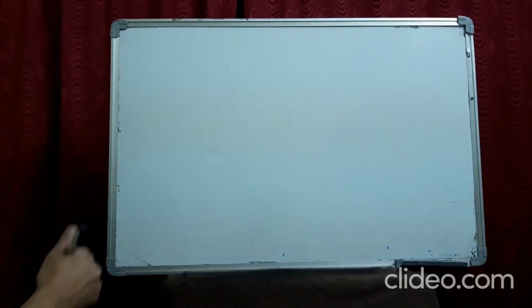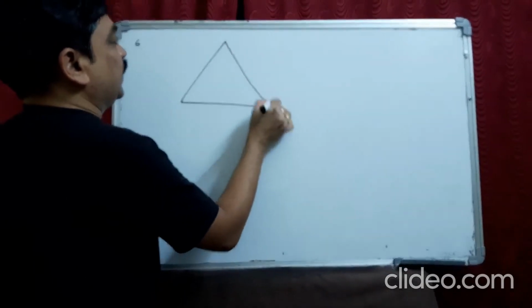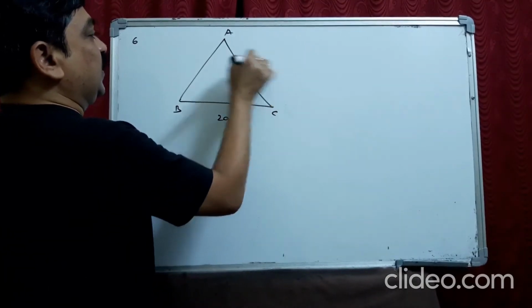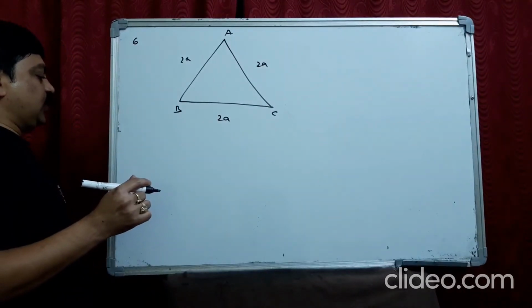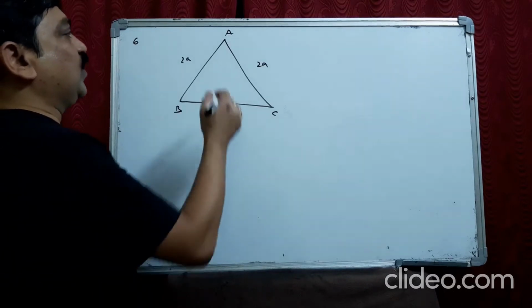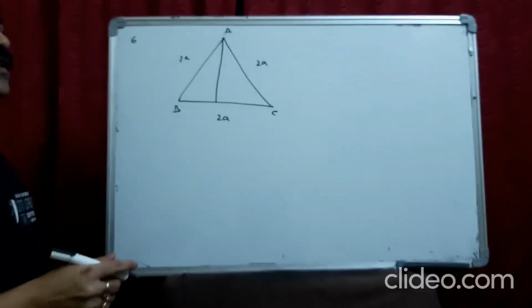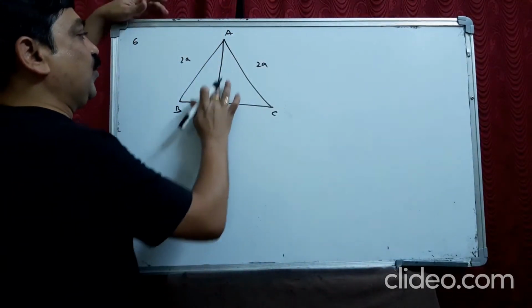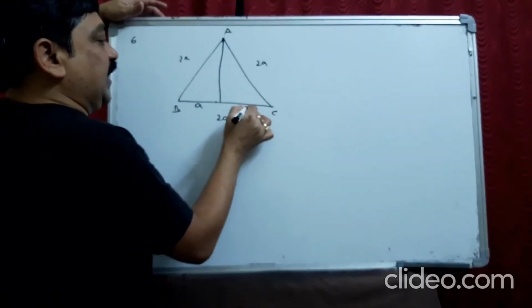See the next question. Sixth question. ABC is an equilateral triangle with each side equal to 2A. And you are asked to find out the altitudes. Each of its altitude, it is enough if you find one of the altitudes because all altitudes will be same. See what happens in an equilateral triangle when you draw an altitude: it will exactly meet at the midpoint of the base, and the length will be A, A.